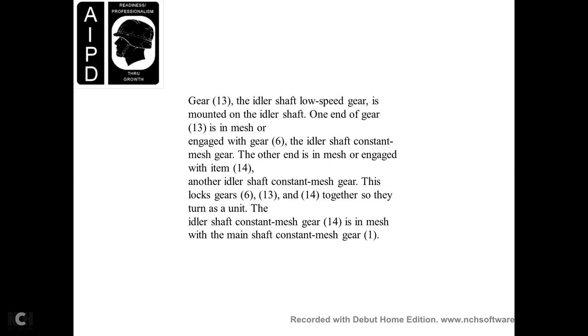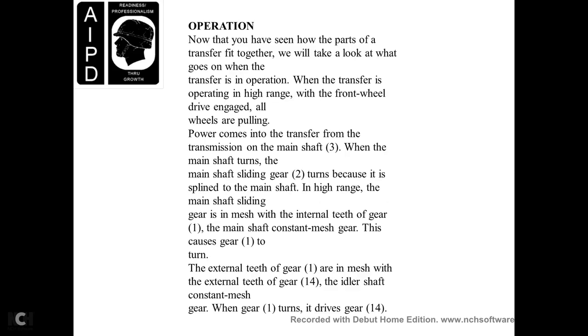Gear 13 is on the idler shaft, the low speed gear, mounted on the idler shaft at one end. Gear 13 meshes with and engages gear 6 on the idler shaft, the constant mesh gear. On the other end it meshes with item 14 on another idler shaft, the constant mesh gear. Gears 6, 13 and 14 turn together as a unit. The idler shaft constant mesh gear 14 is in mesh with the main shaft constant mesh gear 1.